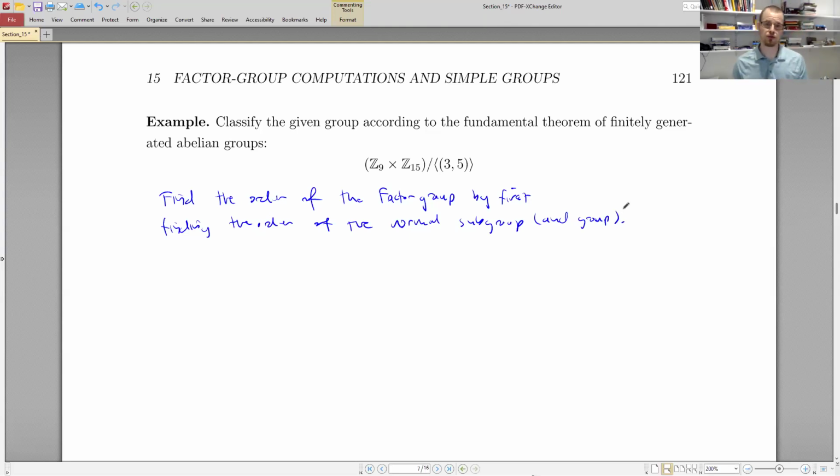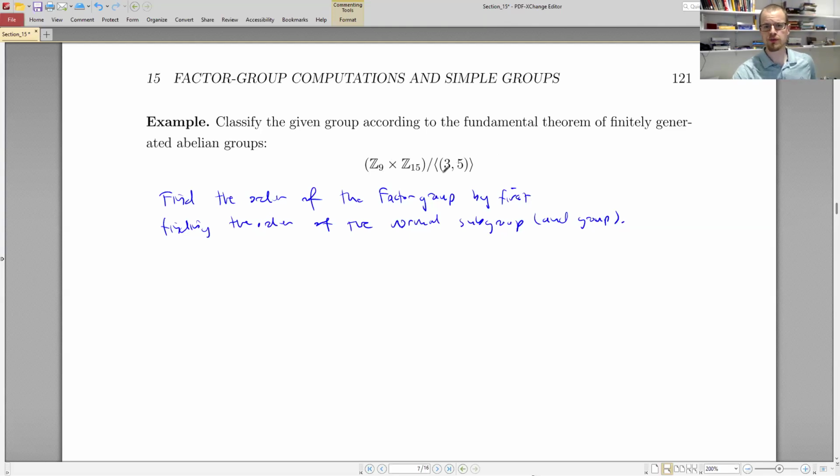Since our group Z9 direct product with Z15 is itself a finite group of order 9 times 15, 135, we can go ahead and use this idea that the order of that group is the product of the order of this normal subgroup with the index of this in there. That's what we had in our last video.